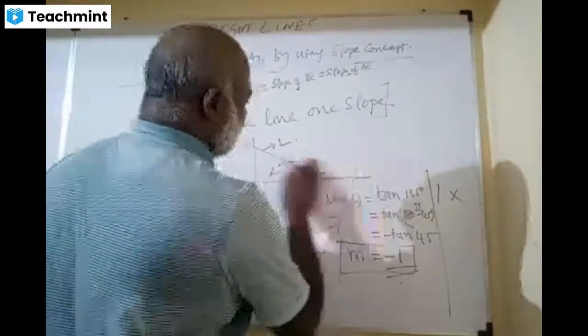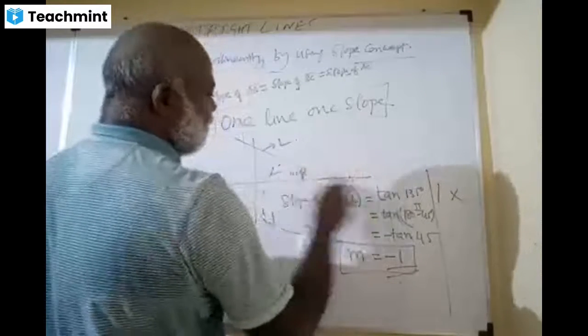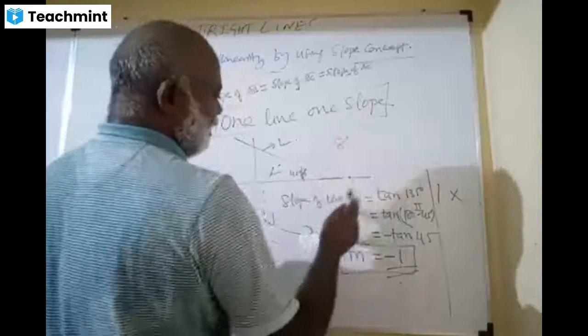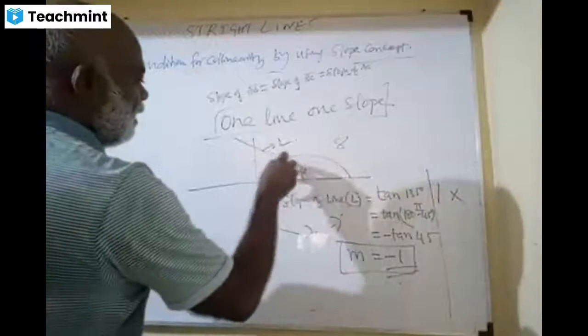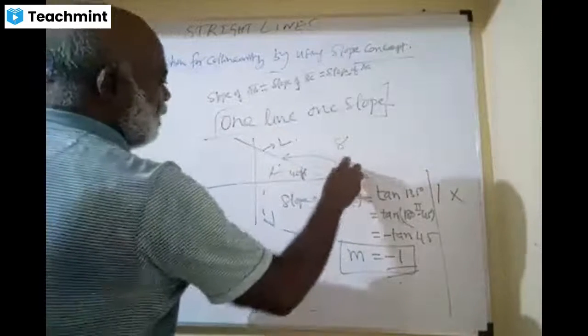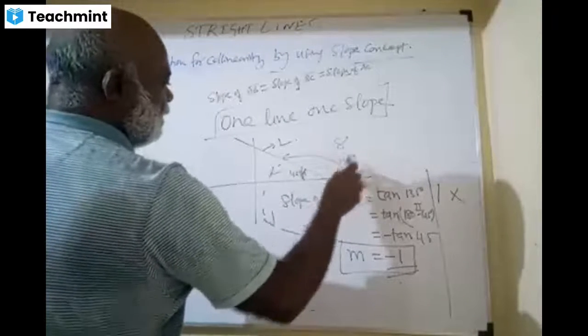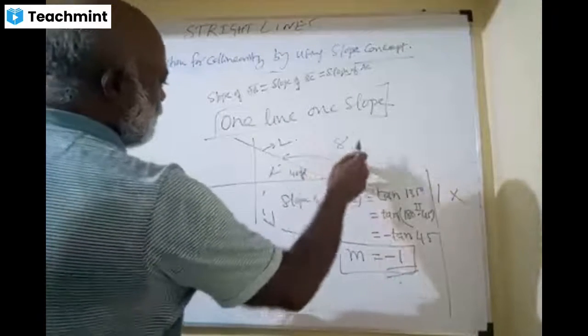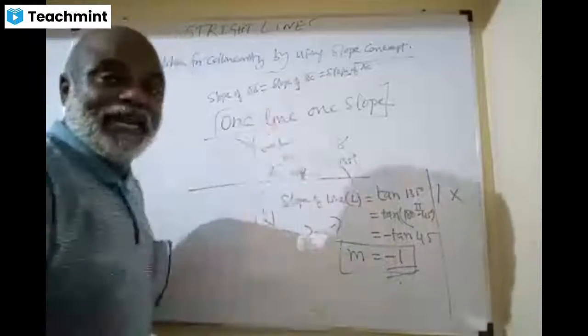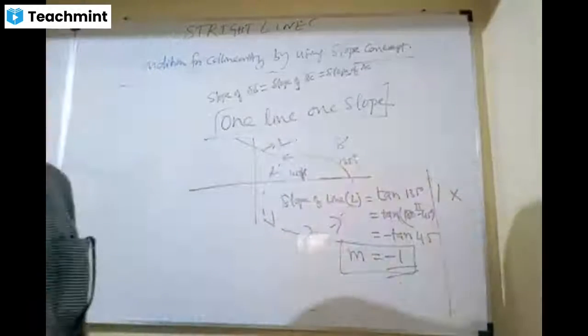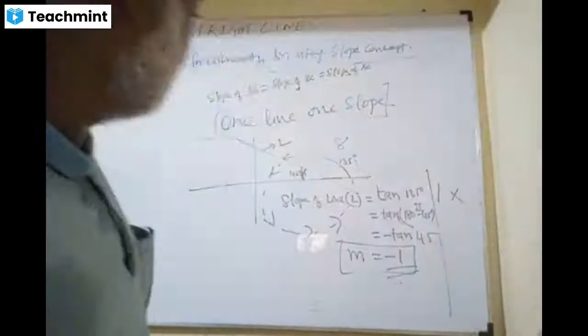This is the question given first: what is the slope of line L? So I'll complete it. This is your 135 degrees, 180 minus 45 degrees. You can write 180 minus 45 itself. So this is the angle we wanted, in the anti-clockwise direction.